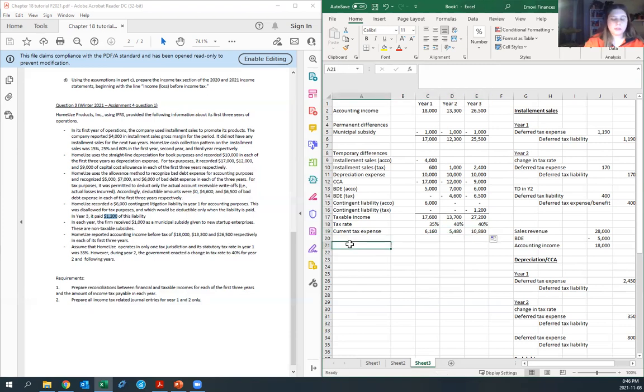So for year 1, it will be current tax expense to income tax payable of $6,160. So that's the amount of taxes that you're going to pay. And then for year 2, it's the same transaction, but the amount is going to be $5,480 instead.